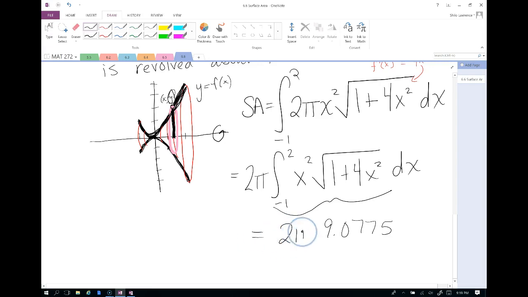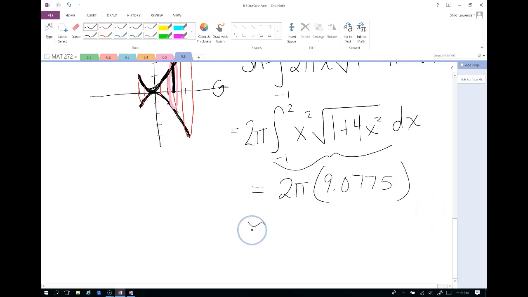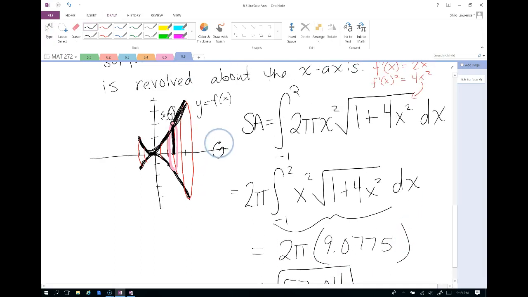So we're going to have 2 pi times the 9.0775. So I'm just going to go ahead and multiply the 2 pi into it. So this surface area is about 57.04 square units. It's a surface area, so it's going to be square units. And again, because we were going around the x-axis, the radii were measured vertically, so that vertical distance is a y value. And from this function, the y value is the same as the function value. So we plugged a function in for the radius.